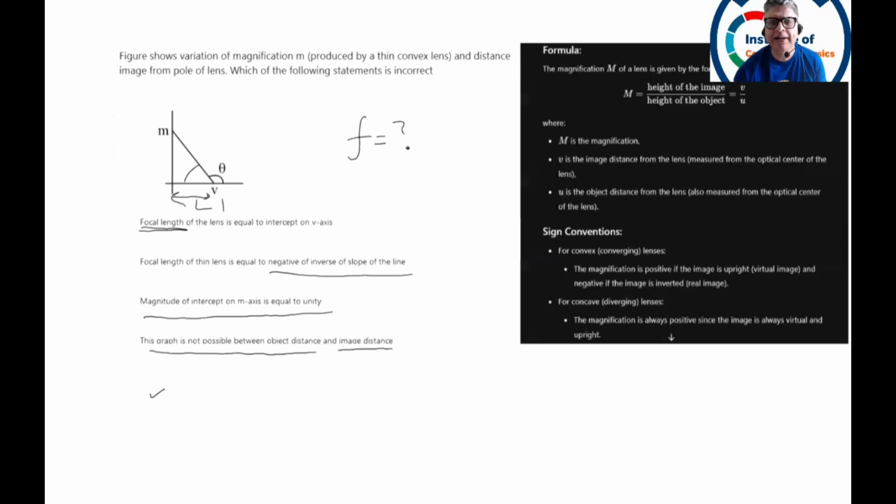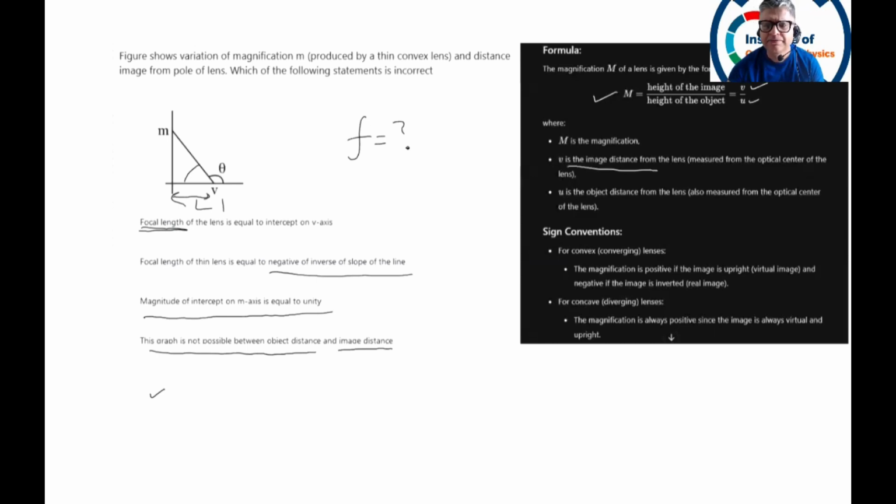But before we do that, a quick revision of the concept of magnification. So magnification is M, and you can see on your right-hand side, this is the magnification. It is given by the height of the image divided by the height of the object, or the distance of the image divided by the distance of the object. So V is the image distance, U is the object distance.